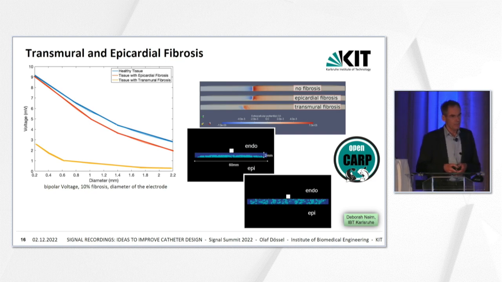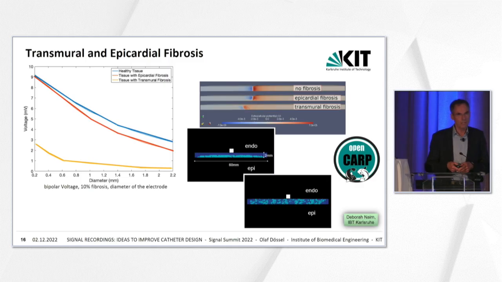Now, this is about the transmural and epicardial fibrosis, and so we made some simulations where we either had a transmural fibrosis in the lower left corner or just epicardial fibrosis with the electrode on the endocardial side. And here the picture shows on the x-axis the diameter and on the y-axis the voltage. You see that with the fibrotic tissue, the yellow curve, you really get a very low signal. But if you only have an epicardial fibrosis and an endocardial electrode, you hardly see any difference. And it doesn't really change if you increase the electrode.